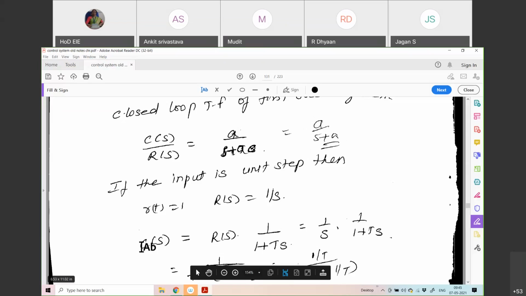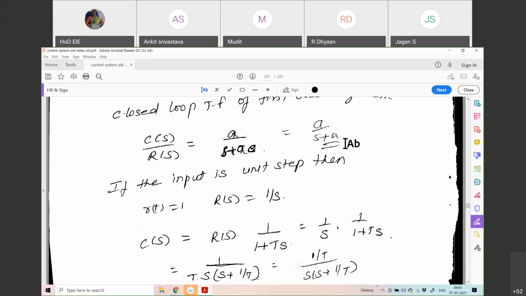So C of S is R of S into 1 by 1 plus T S. But what is R of S for a unit step input? It is 1 by S. So for a unit step input, my C of S would be 1 by S into 1 by 1 plus T S. That's what I have done. So I have a transfer function available, and I am asked to find the unit step response for this system.